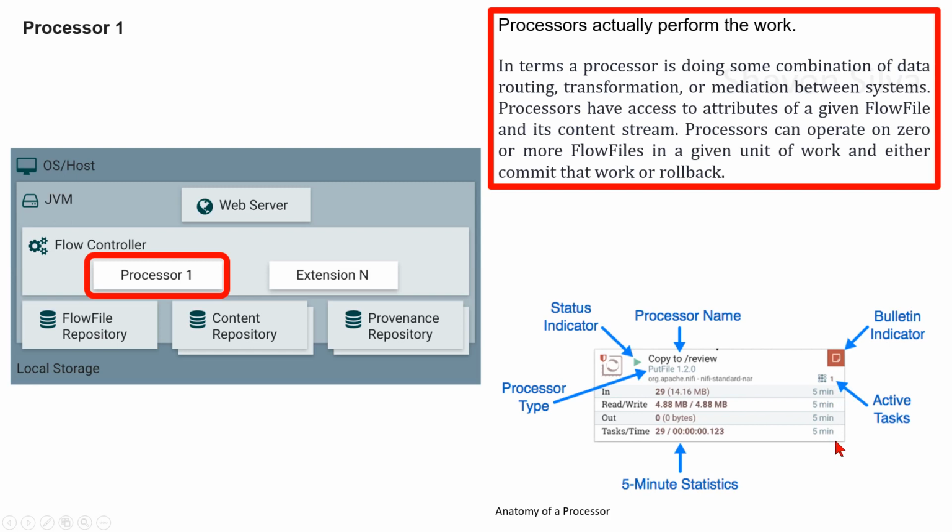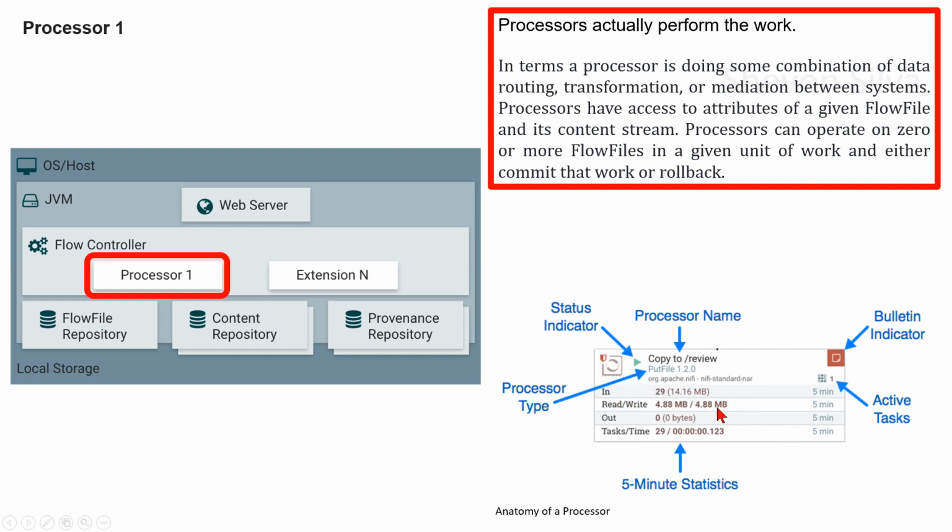5-minute statistics. The processor shows several different statistics in a tabular form. Each of these statistics represents the amount of work that has been performed in the past 5 minutes. If the NiFi instance is clustered, these values indicate how much work has been done by all the nodes combined in the past 5 minutes.